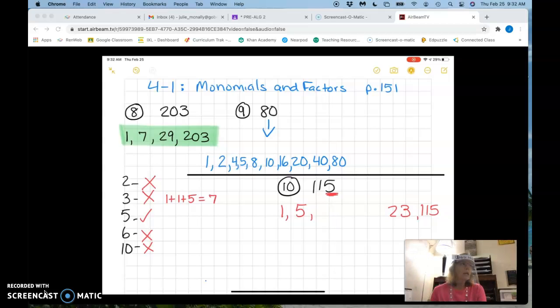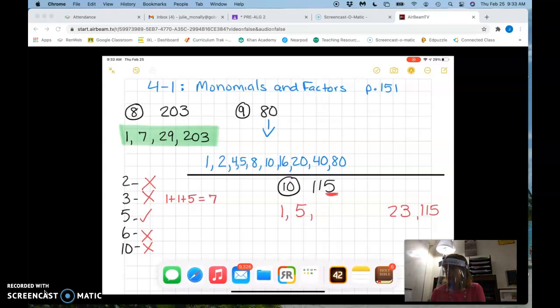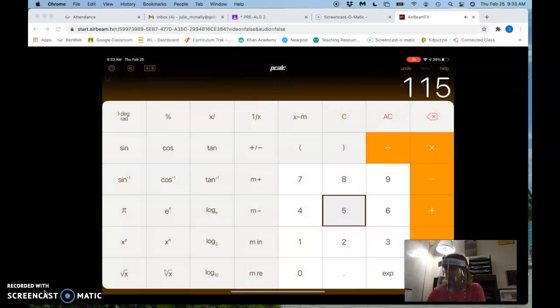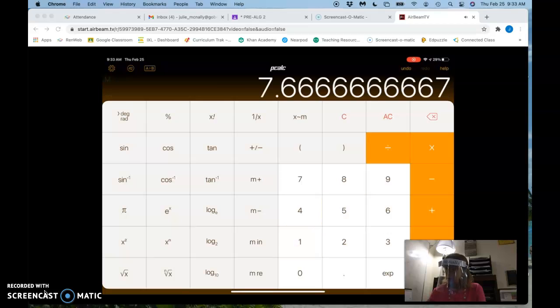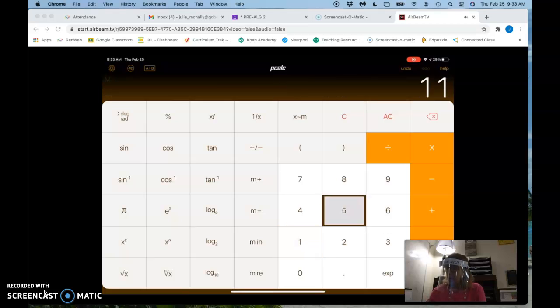The only thing that I can think that might go into it is possibly 15. Or 25, you said? We could try it. 115 divided by 15. It doesn't work. And then it won't work for 25.